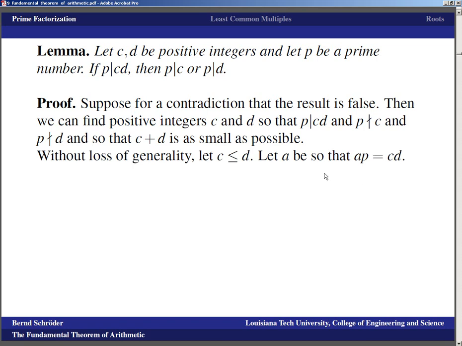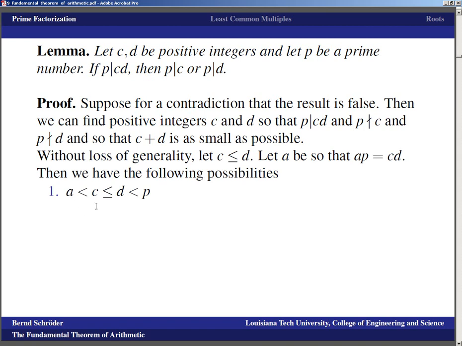And that then leaves us the following possibilities if a is so that a times p is c times d. And of course, if p divides c times d, then there must be such an a, right? But if ap is cd, we've got the following possibilities. We could have that a is strictly smaller than c, less than or equal to d, smaller than p, because p is not equal to d and it's not equal to c, otherwise we would not have a counterexample. So d could be greater than p. And when d is greater than p, then a would have to be smaller than c, because a greater or equal to c would give us that ap is strictly greater than cd, and that would contradict the equation here.